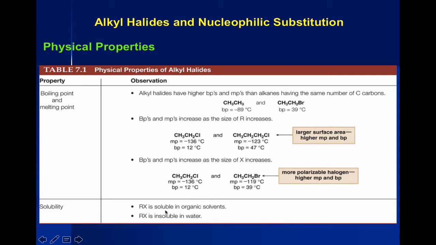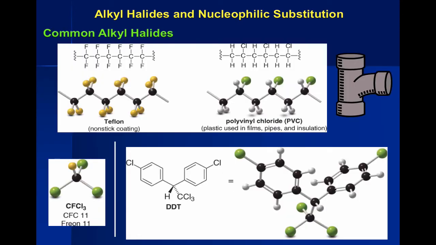Alkyl halides typically are soluble in organic solvents, and they're typically very insoluble in water because they typically don't form hydrogen bonds. There are some common alkyl halides that you all are already familiar with. For example, the one that we have up here, PTFE, also known as Teflon. This is what's used for a nonstick coating, and you can see that all of the carbons are either attached to other carbons or fluorines. Makes for a very nice nonstick coating. We coat our pans and utensils with that so that food doesn't stick.